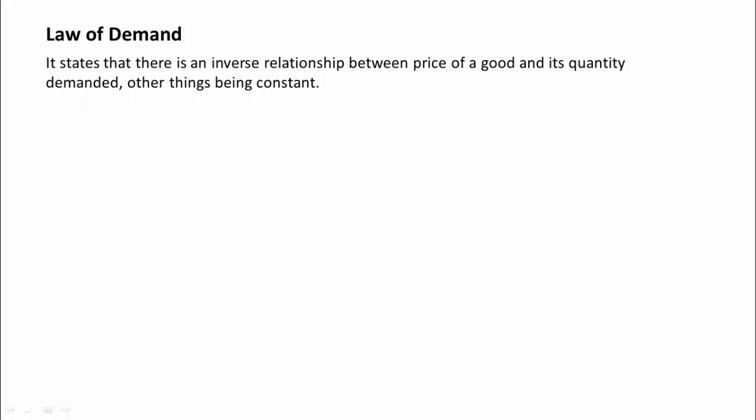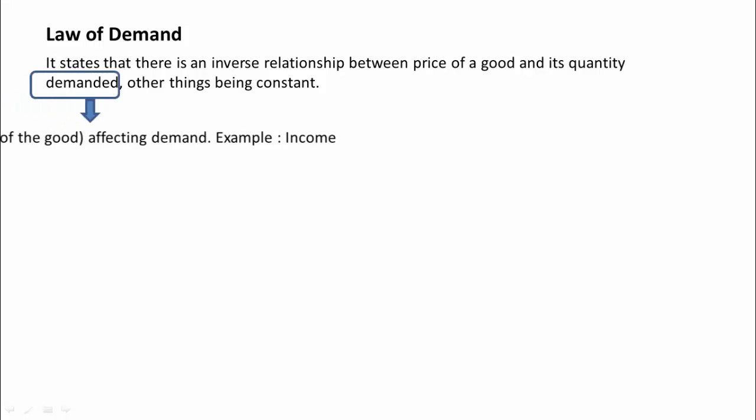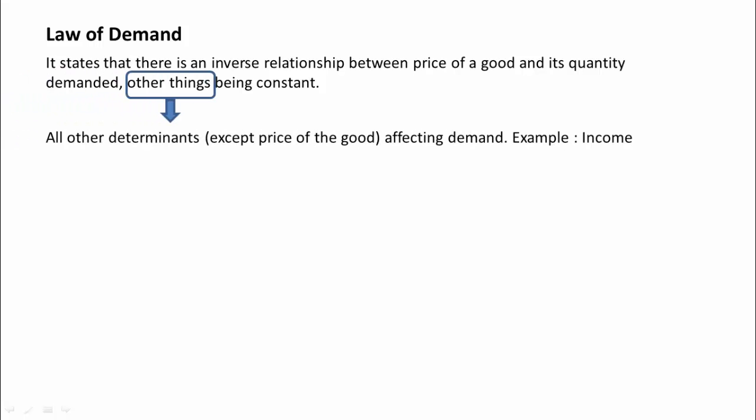In this lecture, we will discuss law of demand, demand schedule, and demand curve. The law of demand states that there is an inverse relationship between price of a good and its quantity demanded, other things being constant. By other things, we mean everything else that influences how much of the good consumers want to buy. For example, income of a consumer.